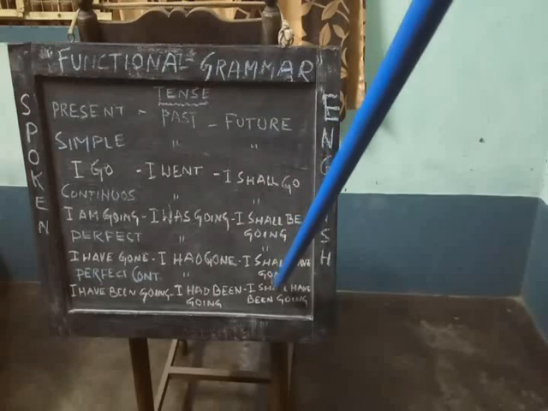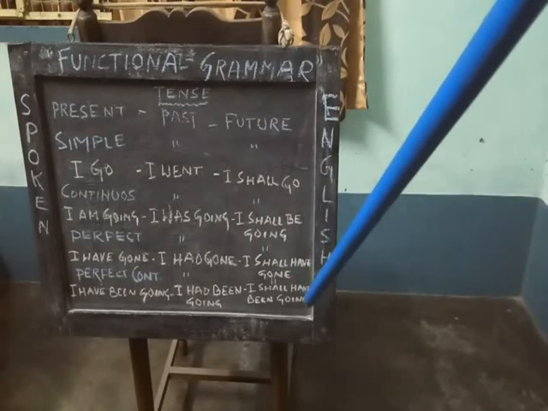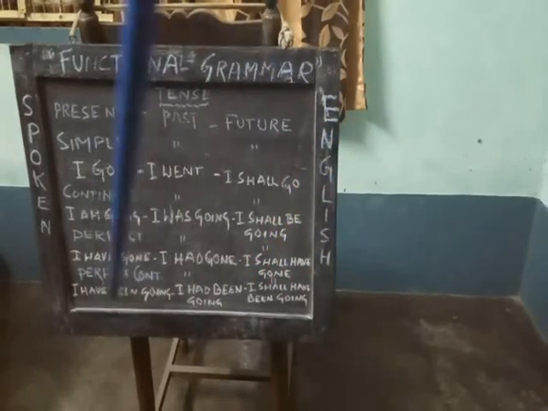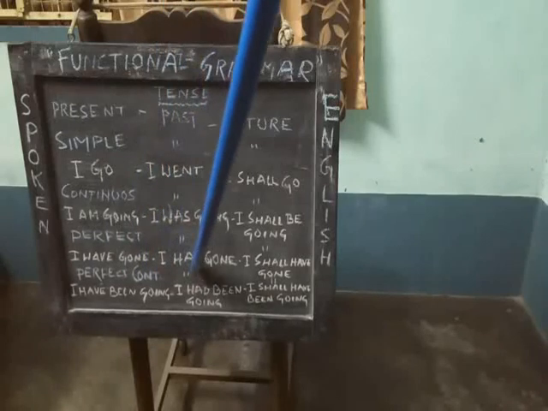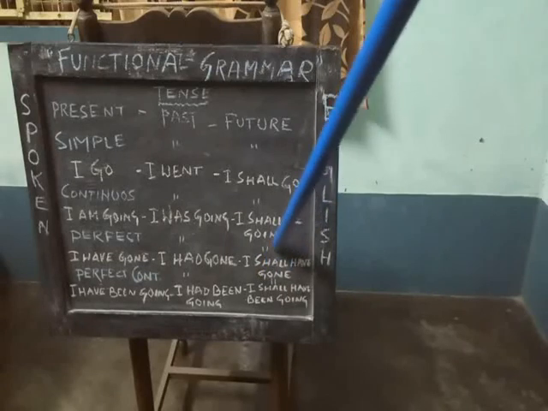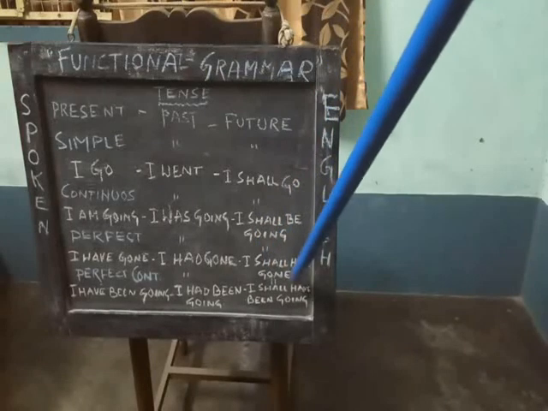The future perfect tense. What is future perfect tense? Any action that will be completed at a given point of time in future can be described or identified or denoted as future perfect tense. To create an example, how can we make it? I shall have gone. You see, I have gone, I had gone; I shall, I will is the denoting of future. Okay. So I shall have gone.